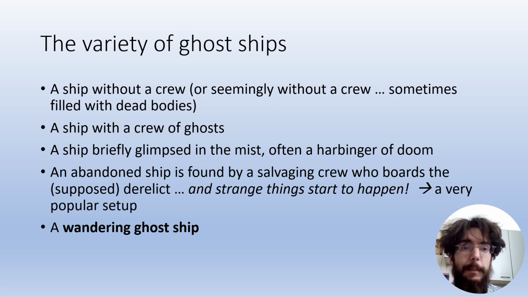Option three, a ship briefly glimpsed in the mist, often a harbinger of doom. Often there are lights involved that are peering through the mist. The harbinger of doom trope or motif is often seen in Flying Dutchman stories, for example, where there's a ship traveling the open seas and then there's an encounter in a storm with the ghost ship, and then bad things are going to happen.